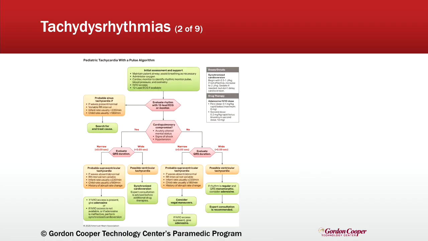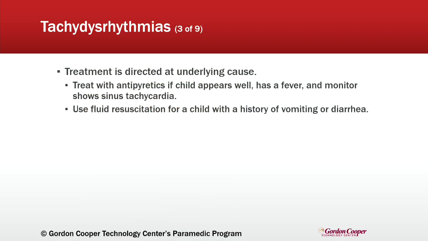Here's the algorithm for tachyarrhythmias in pediatric patients. This will guide your next steps. You can see it's a little more complex than the bradyarrhythmia algorithm. Bradyarrhythmia is probably going to focus more on looking for respiratory causes and maybe some cardiac causes. With tachyarrhythmias, we're going to go down a couple of different paths trying to determine what's causing that.